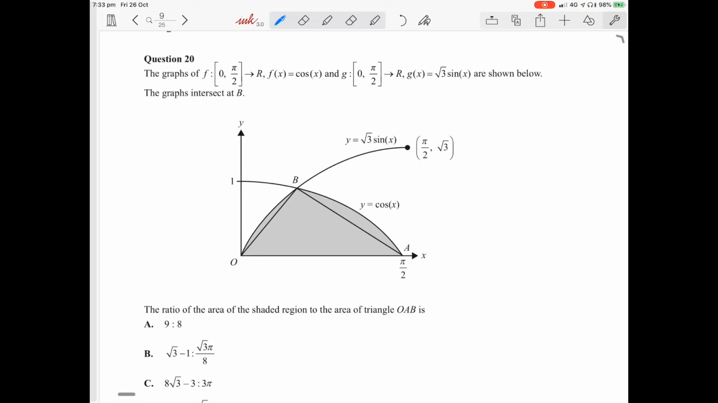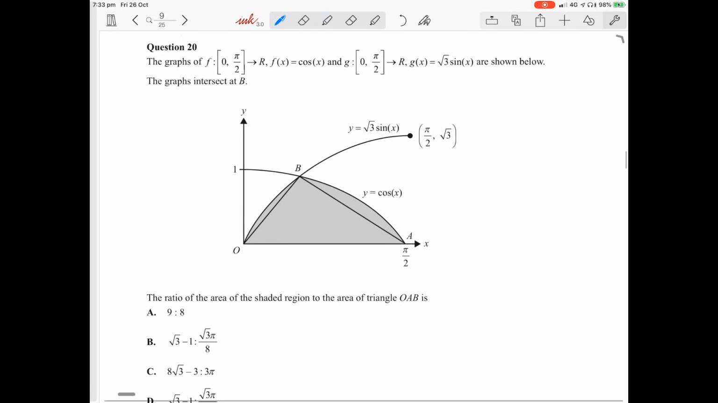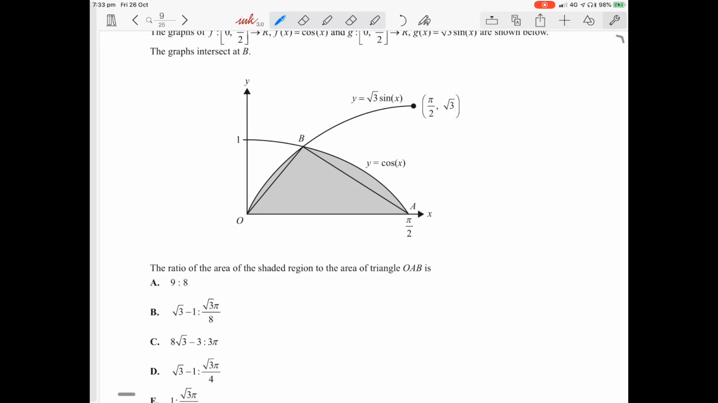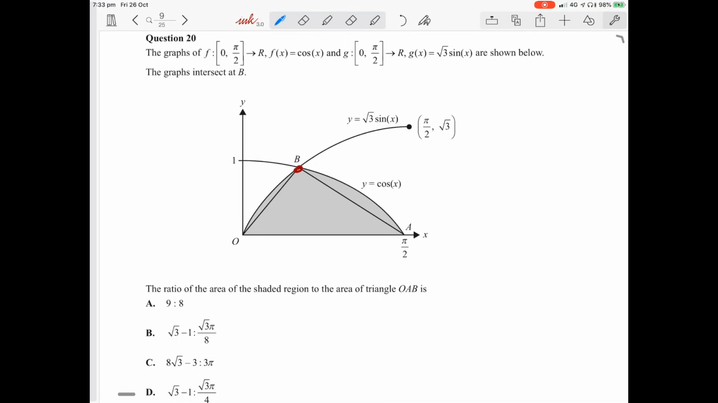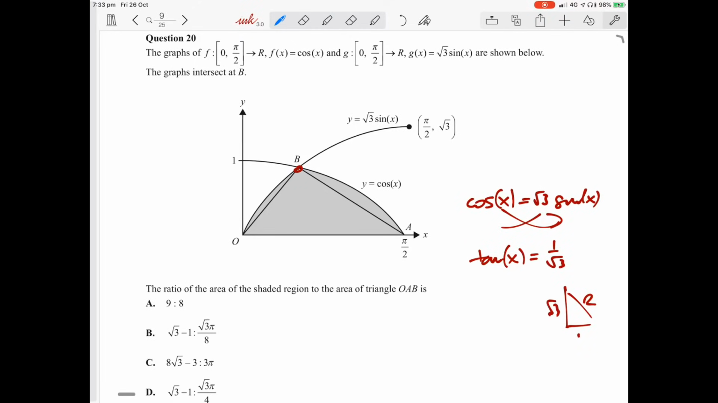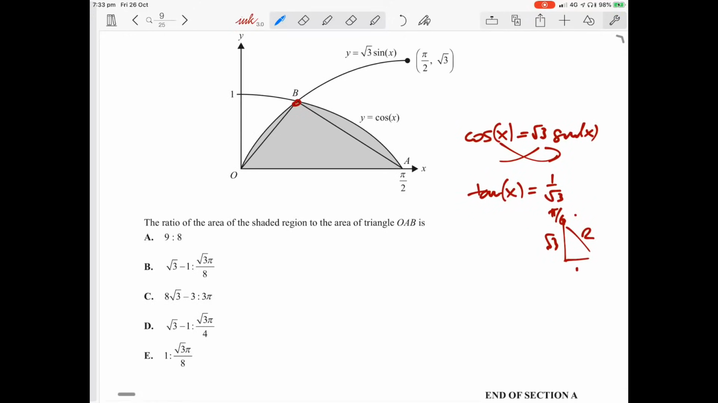Okay, this function from 0 to pi on 2, cos x and root 3 sine x, as shown below. The graph intersects at B, so let's find what that is. What have we got? Cos x equals root 3 sine x. So if we divide the cos across and divide the root 3 across, we get tan x equals 1 on root 3. 1, 2, root 3, so x has got to be pi on 6.